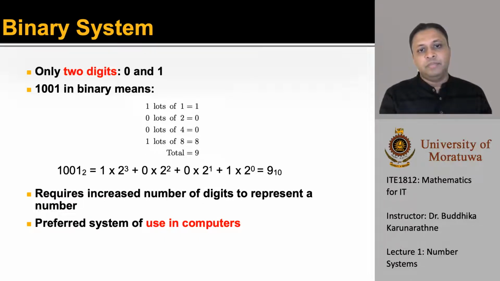The binary system requires an increased number of digits to represent a number. You can see in this example, in the decimal system it's just 9, but in the binary system it requires 4 digits to represent. And the binary system is very special because it is the preferred system to use in computers. So you will probably learn about the use of the binary system in computer systems very soon.